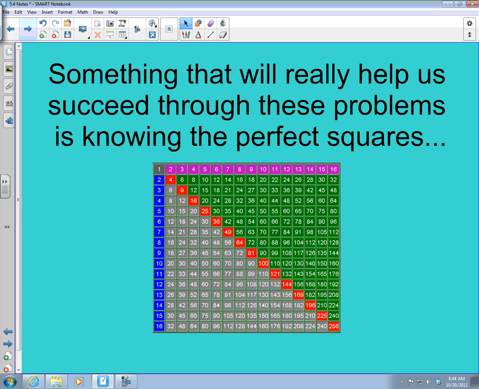Something that will really help us succeed through these problems is knowing the perfect squares. It's kind of a rough looking chart, but it's good to know all your perfect squares. 16 is 4 times 4, 81 is 9 times 9, all the way down to 256, 16 times 16. So if I had a problem like the square root of 256, I know that's equal to 16. You could probably do these up to 20. Well, I'm going to show you a technique where we really don't worry about perfect squares so much as prime factorization.